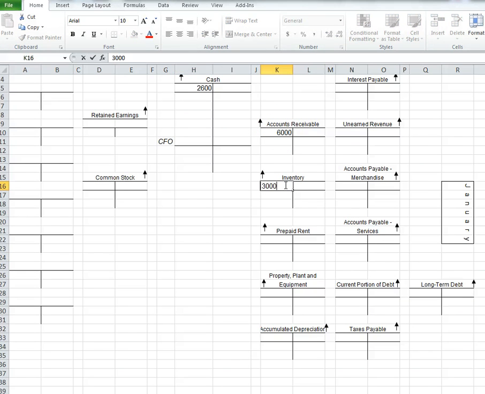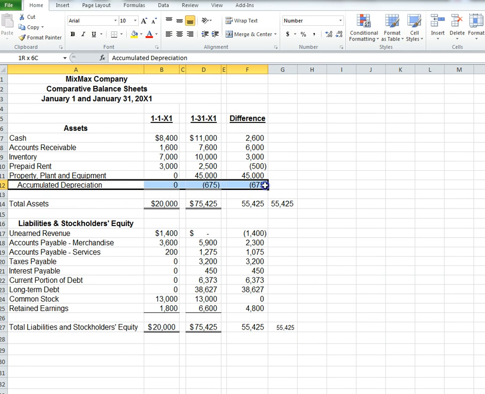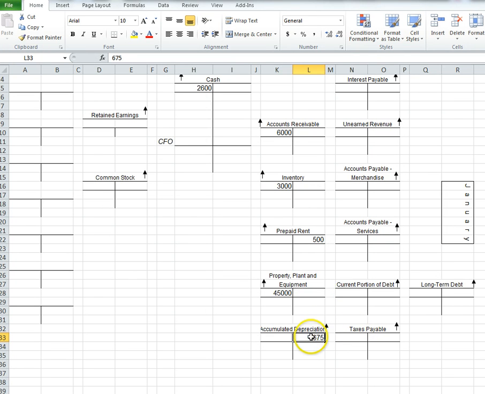Inventory went up $3,000, so I'm going to put that there. Prepaid rent, though, went down, so that would be a credit. Property, plant, and equipment went up $45,000. And we had a change in depreciation, $675. Let's go back and look at depreciation. One thing we have to remember with depreciation is that it's a contra asset. So even though I have a negative here in the difference, it does reduce total assets. This is really the impact on total assets. It's going to cause it to go down. But because it's a contra asset, that account went from 0 to 675. This is really a credit. So the account actually went up, and of course its changes are on the credit side.